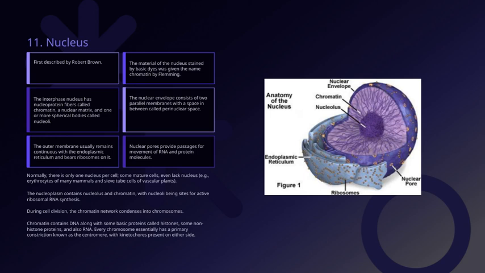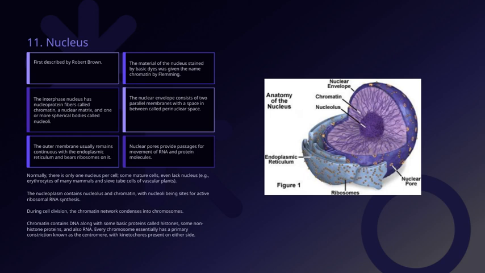Now, the nucleus isn't just a simple container. Nuclear pores are essential because they provide passages for the movement of RNA and protein molecules between the nucleus and the cytoplasm. Inside the nucleus, you find the nucleoplasm, which contains the nucleolus and chromatin. The nucleolus is particularly important because it's the site where active ribosomal RNA synthesis occurs. Usually, a cell has only one nucleus, but interestingly, some mature cells lack a nucleus altogether, such as erythrocytes in many mammals and sieve tube cells in vascular plants.